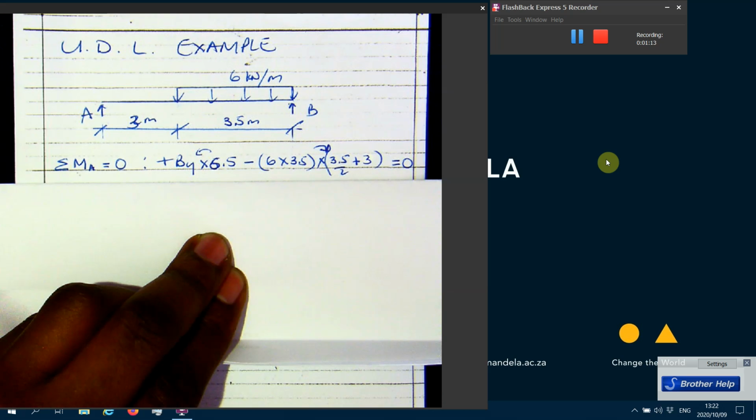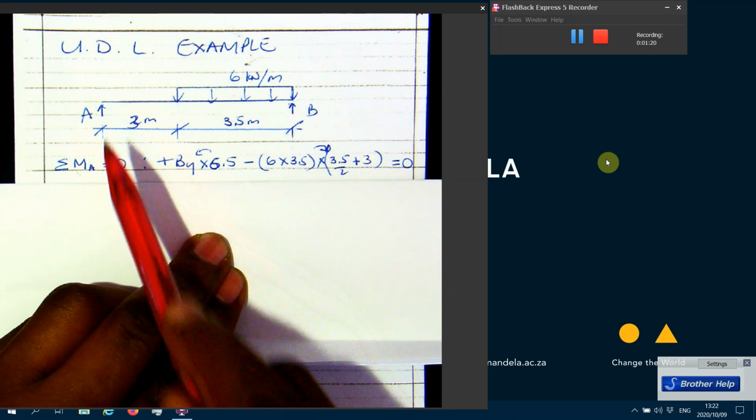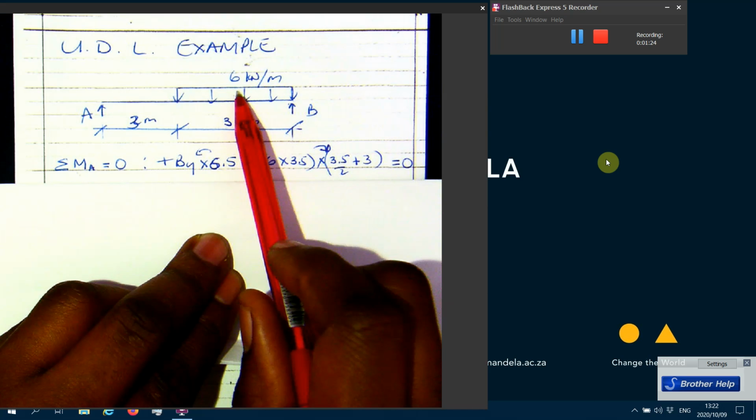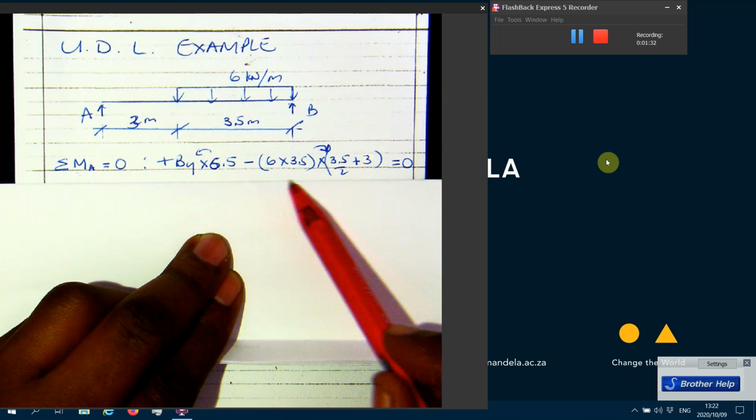But I am not taking moments about that point. I am taking moments about A, therefore I must add the 3 meters, so that my distance is from the center of my uniformly distributed load to where I am taking moments. So I'm just explaining that.